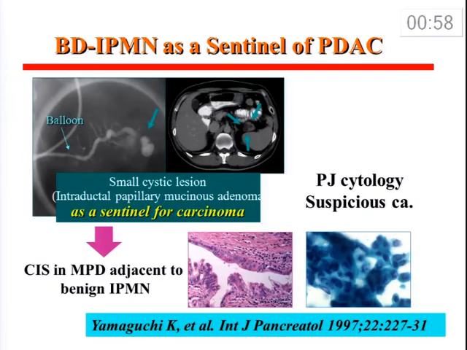And this is the second patient I found 1 year later. During the ERCP of branch duct IPMN, the pancreatic juice collected preoperatively proved to be malignant. There was carcinoma in situ in the main pancreatic duct adjacent to the communicating branch of a benign branch duct IPMN.